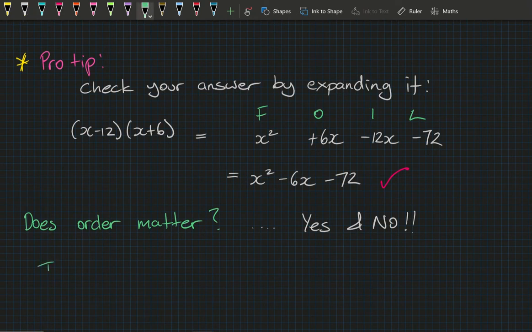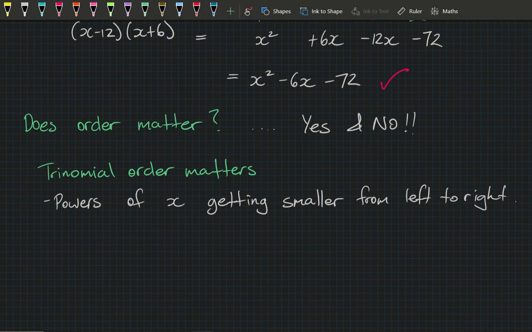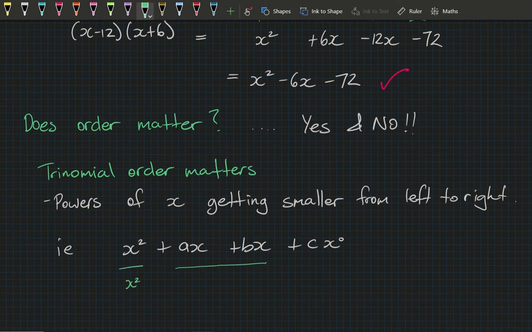Now, trinomial order definitely matters because we like to see the powers of x getting smaller from left to right, i.e. x squared plus ax plus bx plus c times x to the 0, because these represent x to the 2 and these represent x to the 1, and this one represents x to the 0. So you normally don't write that x to the 0 in there because that just means 1. So that's one type of order.